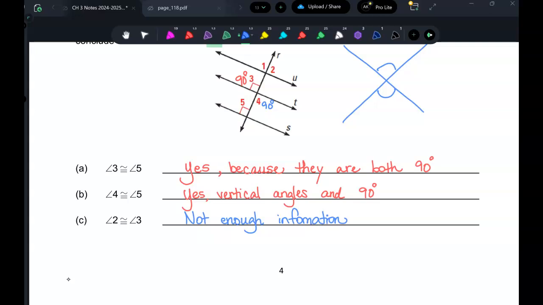Is it not just U and R? Those lines, you see that? Yeah, but we don't have information. There's no information here. Trust me, I'm confident on this one. There's no little square here. So just because it looks 90 doesn't mean it is. It could be 90.3 degrees.